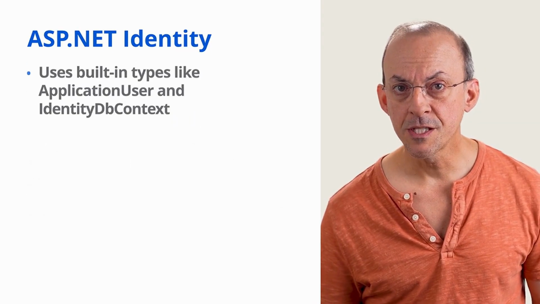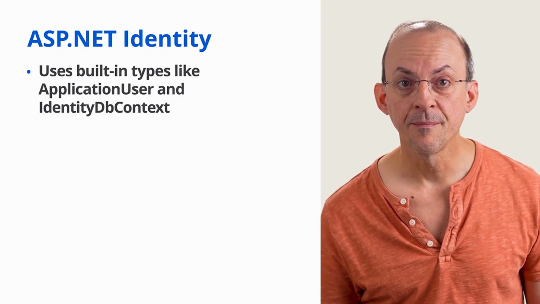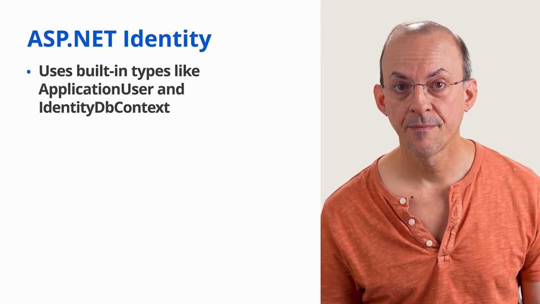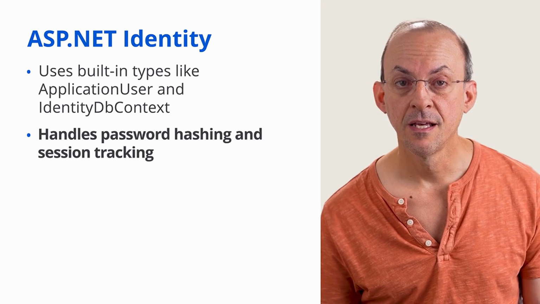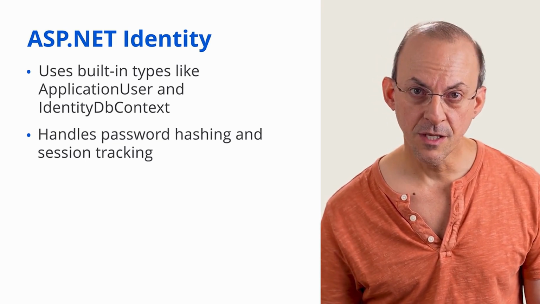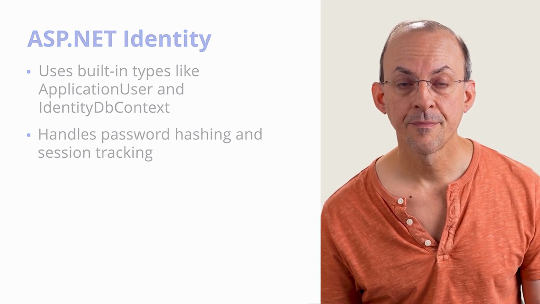It gives your app built-in support for creating users, assigning roles, and logging people in, using built-in types like ApplicationUser and IdentityDbContext. It also handles password hashing and session tracking, so you don't have to build that from scratch. These pieces connect your database to your user management system and let you add roles and permissions later.